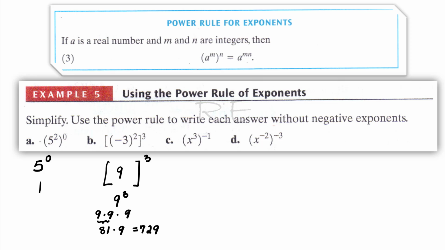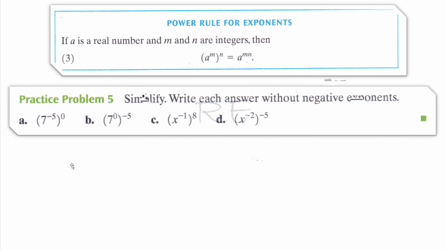x to the third to the negative 1 is x to the 3 times negative 1, x to the negative 3, which is 1 over x cubed. x to the negative 2 to the negative 3 is x to the negative 2 times negative 3. x to the positive 6.